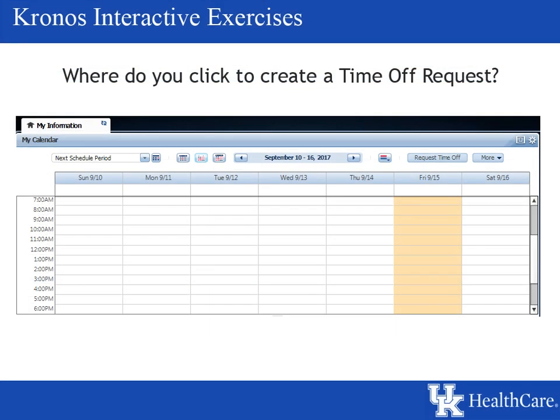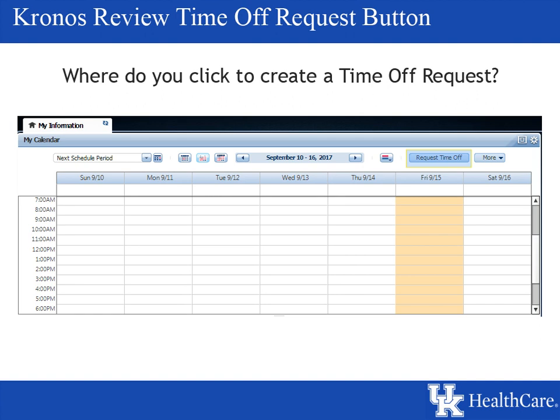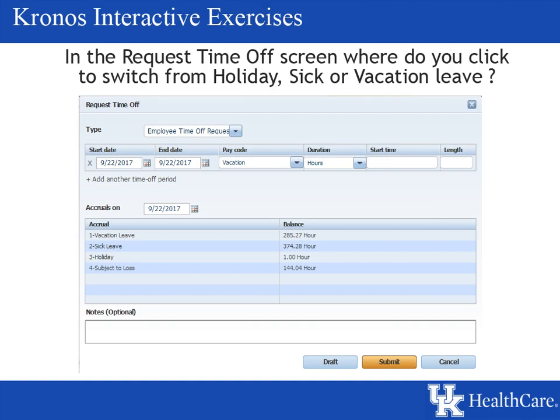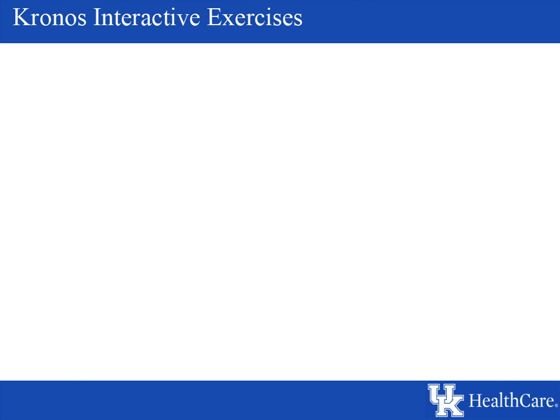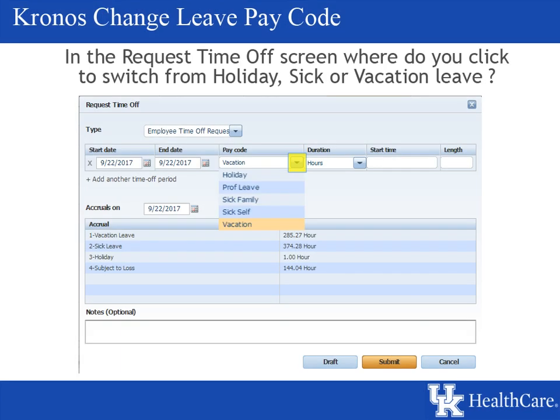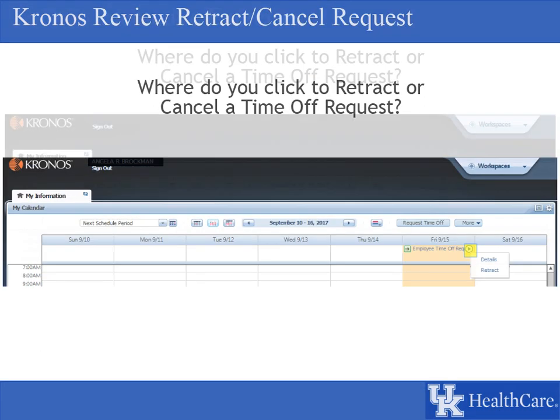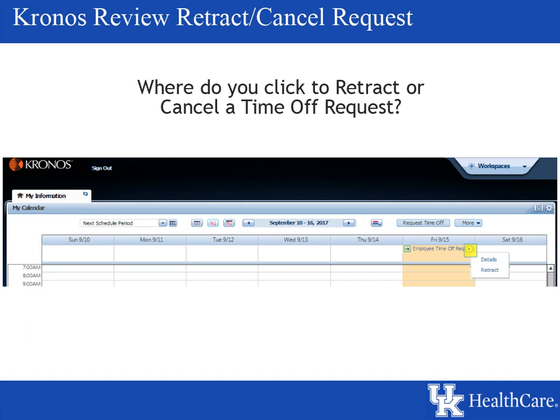Where do you click to create a time-off request? The Request Time Off button is in the upper right corner of your calendar. In the Request Time Off screen, where do you click to switch from holiday, sick or vacation leave? Click the Pay Code pull-down list to select the type of leave. How do you retract or cancel a leave request? When you hover your mouse over a time-off request, a circle arrow icon appears. Click the circle arrow icon to get a pop-up menu. A submitted request will have a retract option, like in this example. An approved request will have a cancel option.